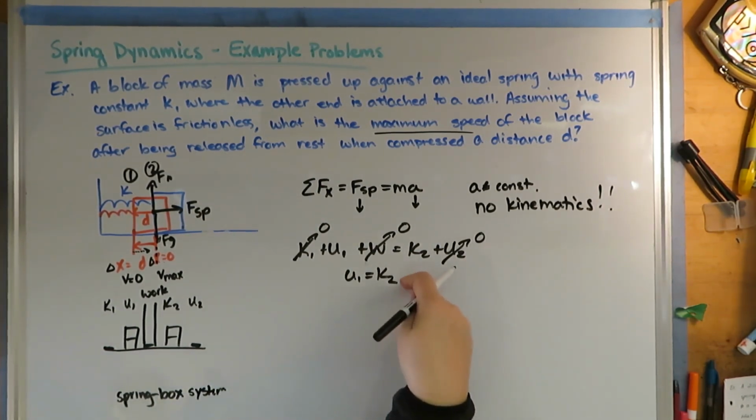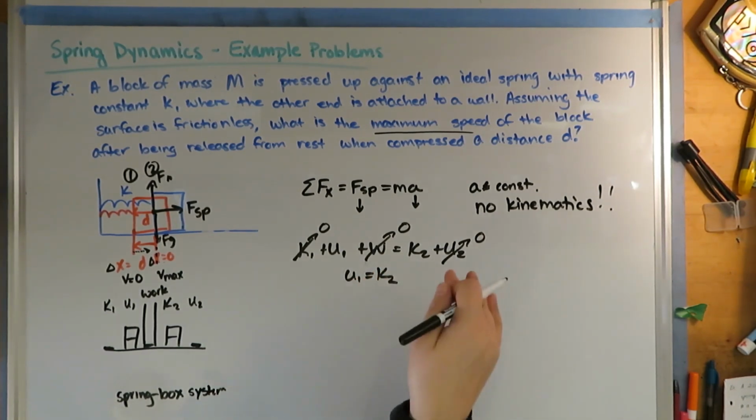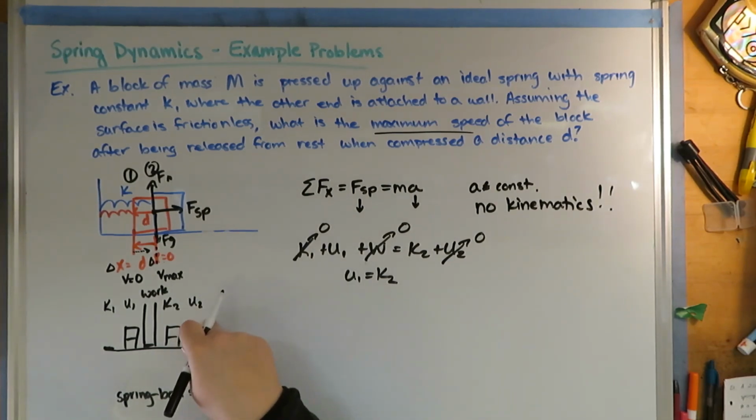So to arrive at this conclusion right here that U1 is equal to K2, you actually have to make a whole lot of assumptions, which is why you usually want to draw your diagram showing your assumptions or write an equation for work energy that outlines your assumptions.